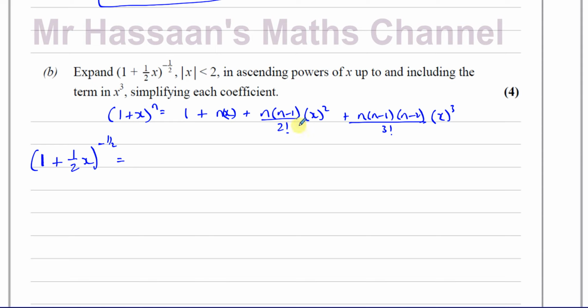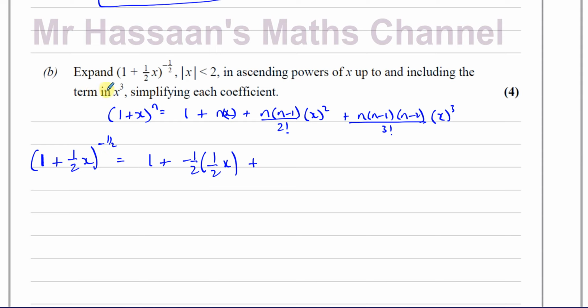We can just go ahead and use this formula straight away. So you have 1 plus n being the power. So you have negative a half times x being the term in this place, including its sign, so it's positive, so there's going to be a half x. All right, that's the x term.